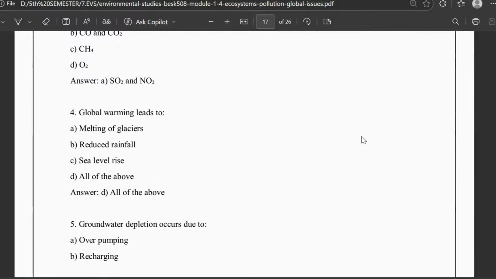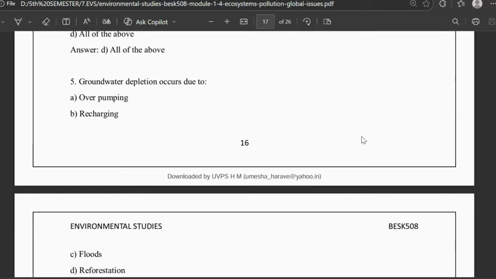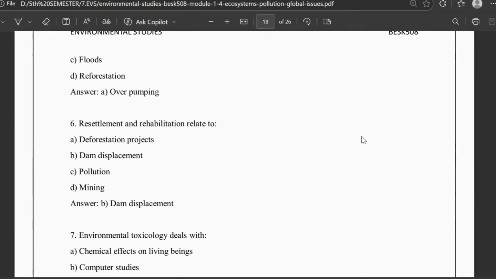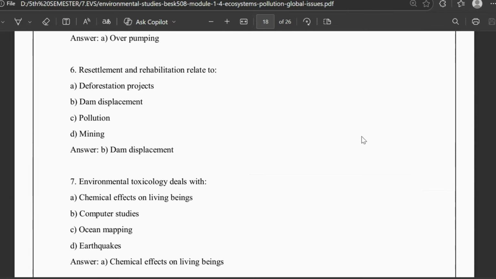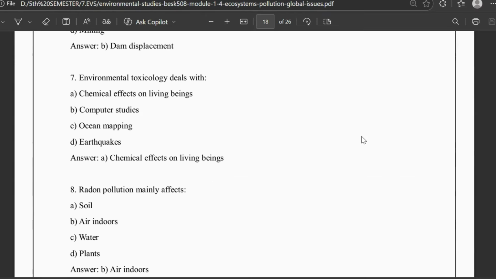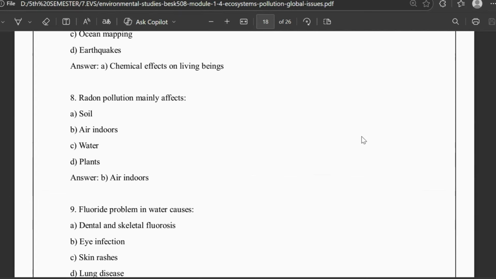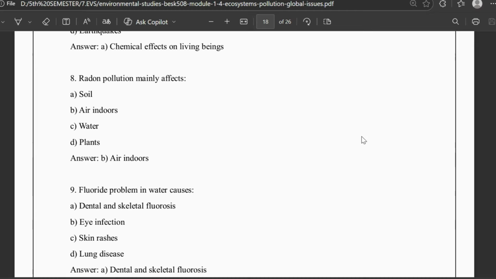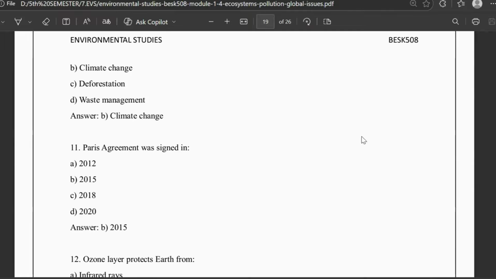Global warming leads to all of the above: melting of glaciers, reduced rainfall, sea level rise. Groundwater depletion occurs due to overpumping. Resettlement and rehabilitation relate to displacement. Then environmental toxicology deals with the chemical effects on living beings. Radon pollution mainly affects the indoors. The fluoride problem in water causes dental and skeletal fluorosis, and the Paris Agreement was signed in 2015.